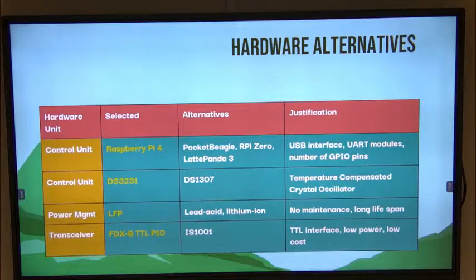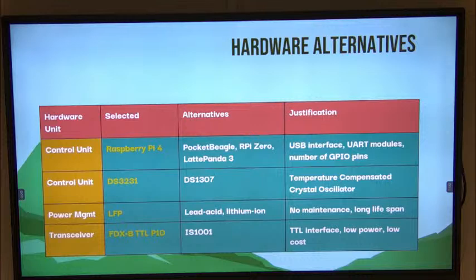It has a long lifetime, and most importantly, it requires no maintenance. So for our deployment of 6 months, we would not need to run any maintenance while it's running. And for the transceiver unit, we're using a very specific frequency. In our case, it is RFID low frequency, for animal tag identification, which is 134.2 kilohertz.